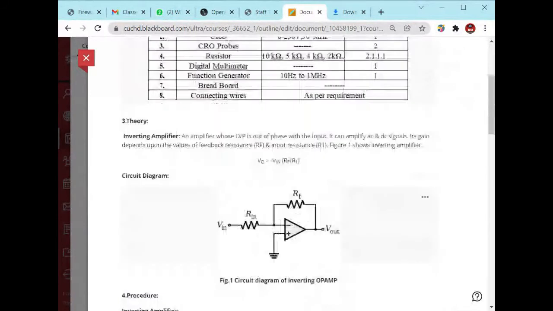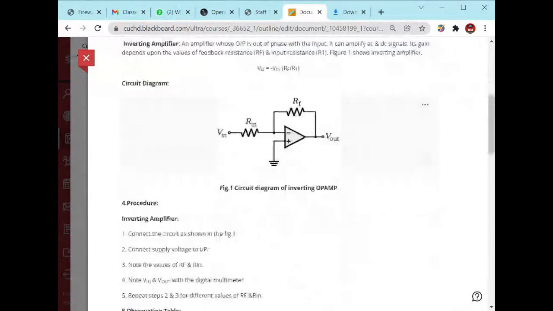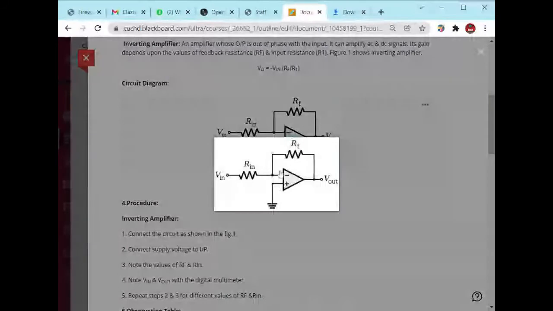So the theory part of this experiment is shown right here. The inverting amplifier is an amplifier whose output is out of phase with the input, and it can amplify AC and DC signals. Its gain depends upon the value of the feedback resistor and input resistor. You can see this configuration right here. This is your input resistor Rin, and this is your feedback resistor RF.